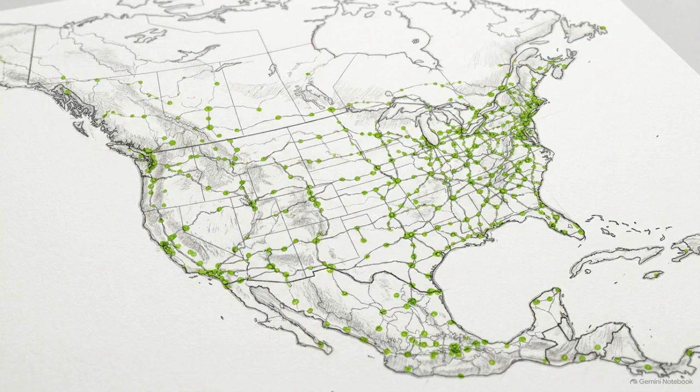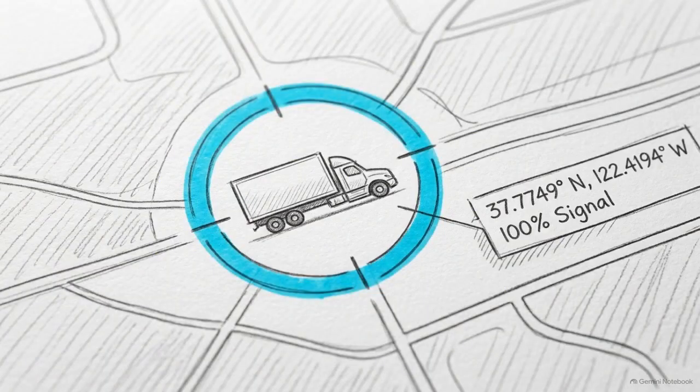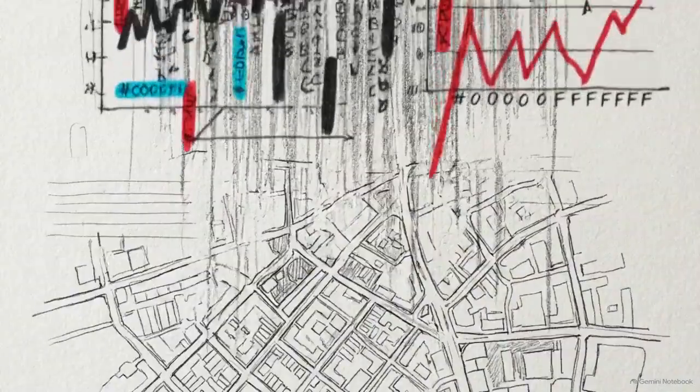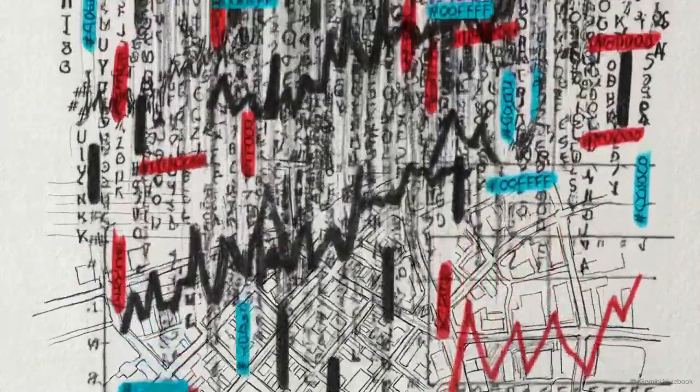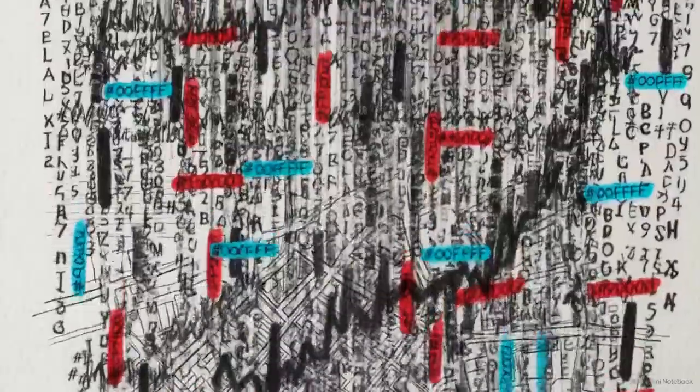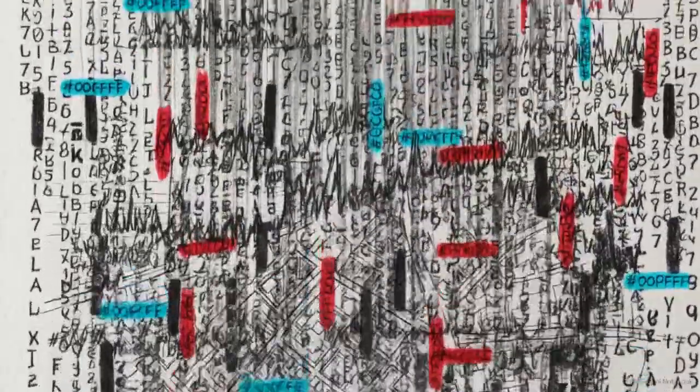Modern fleet telematics has successfully solved the problem of asset visibility. We now know with absolute precision exactly where every vehicle is at all times. But that perfect visibility creates a secondary crisis. Sensors now generate up to 25,000 data signals every single minute.